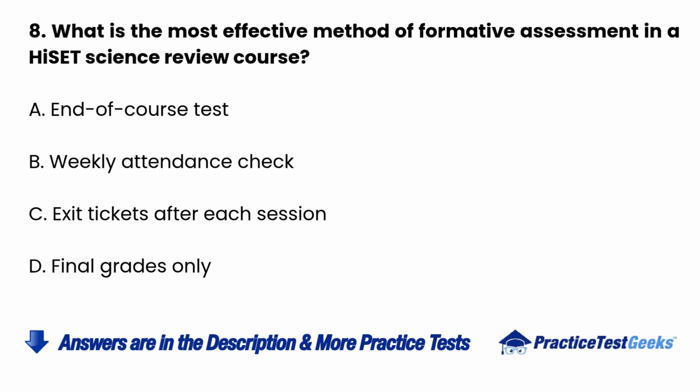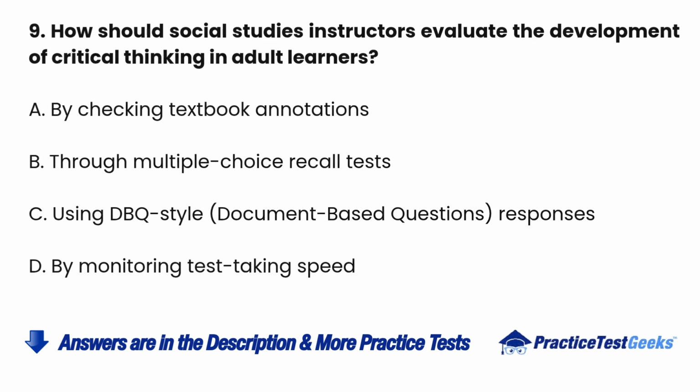8. What is the most effective method of formative assessment in a HiSET science review course? A. End-of-course test. B. Weekly attendance check. C. Exit tickets after each session. D. Final grades only.